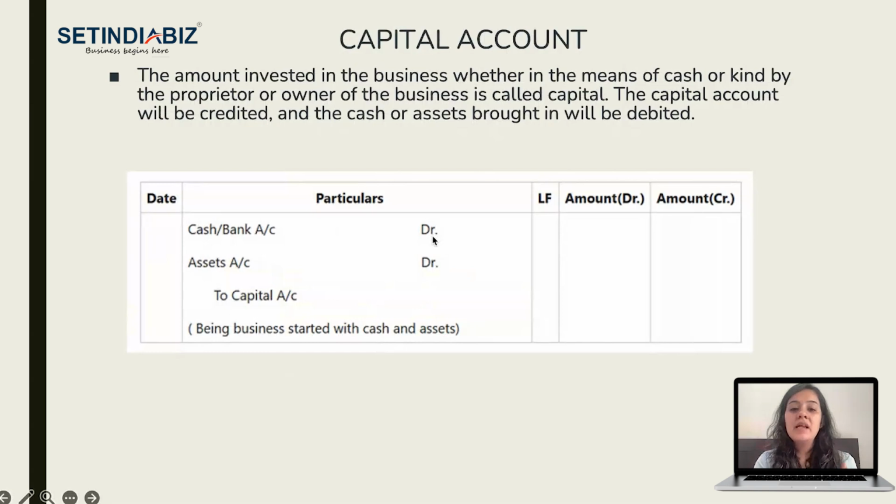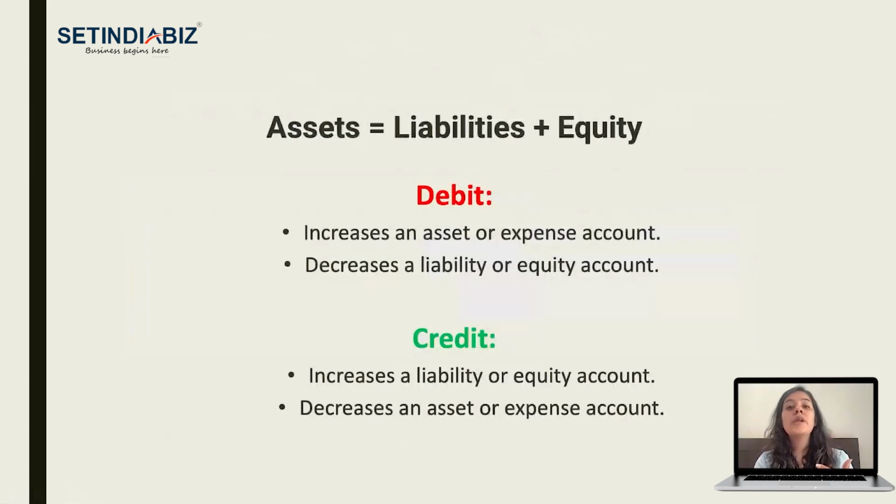So whenever an asset increases or whenever an expense increases, right, that will be debited. Decrease in liability or equity will again lead to a debit. Credit means increasing a liability or equity and decreasing an asset or expense account.